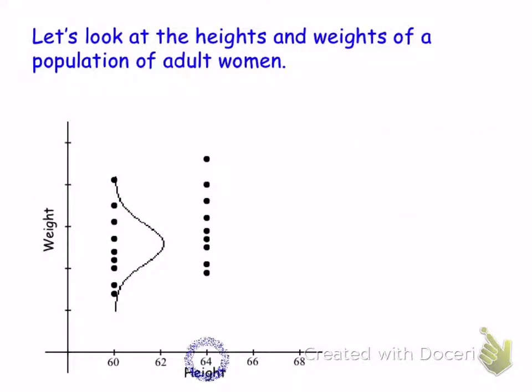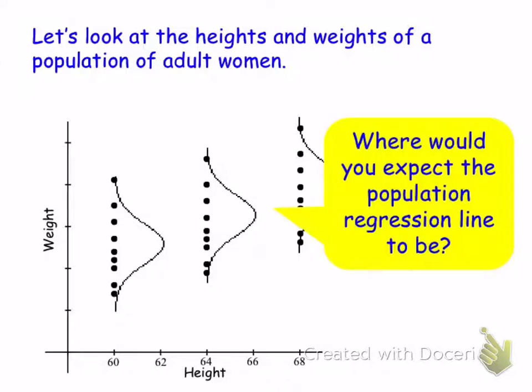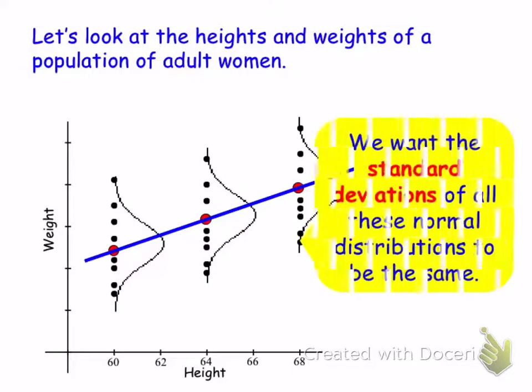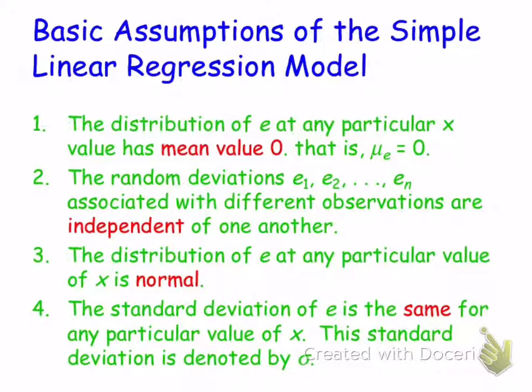What would you expect for the other heights? The same kind of thing. So you would have a normal distribution at every X value. It's kind of what this looks like. And then where would you expect the population regression line to go through? X bar, Y bar. Through all of the means at every X value. So in the center of every normal curve. If we wanted the standard deviations of all of these, they would all be the same. So something interesting about every X value is that the standard deviations are the same, which is the last assumption.